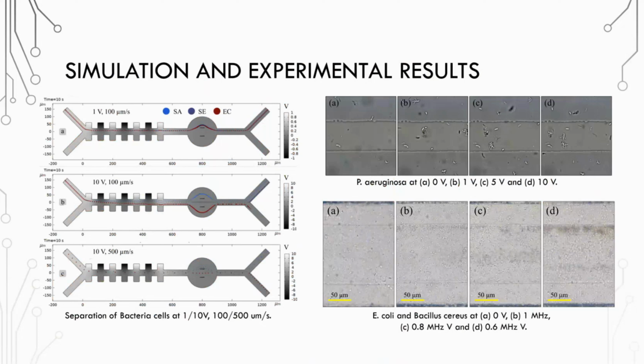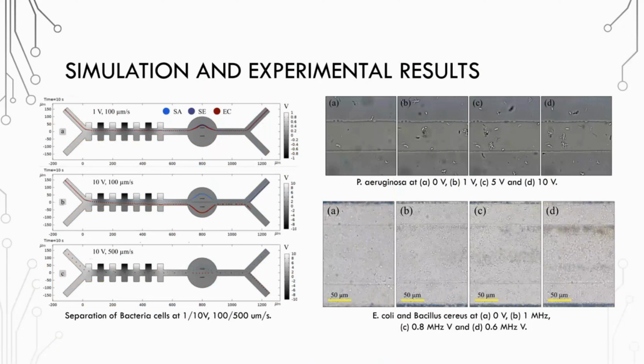This one is the same as this one, but in this case, we apply a fast medium flow. The flow here is like 500 micrometer per second. Because the flow is very fast, the electrode was unable to do strong separation. So the bacteria that pass through the electrode are only the E. coli, while the other two remain on the other side of the electrode. So you can also control the flow of the medium.